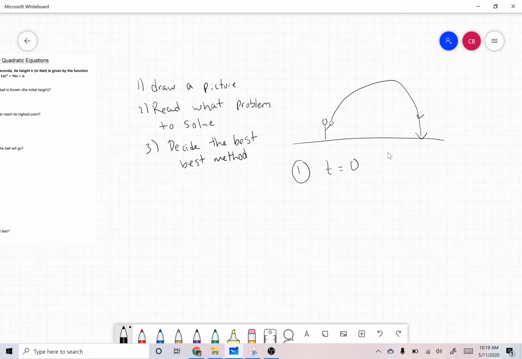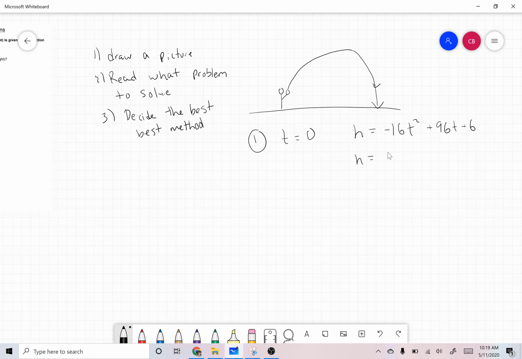So if we plug t is equal to 0 into that equation, h is equal to negative 16t squared plus 96t plus 6, which means that h is equal to negative 16 times 0 squared plus 96 times 0 plus 6, which means h is equal to 6. So 6 feet. Oops, I drew two F's. That's weird. The ball was thrown at 6 feet. Okay.